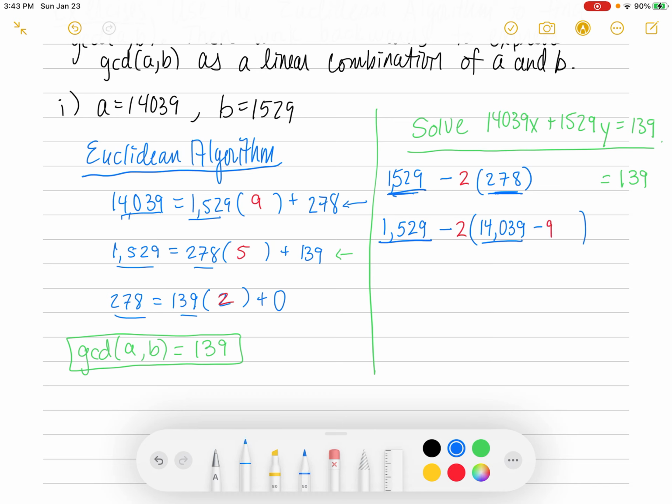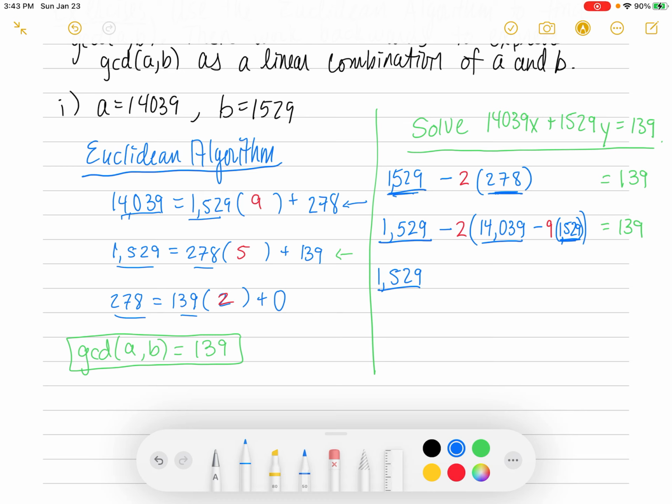14,039, underline that, minus 9 times 1529. Underline that 1529. All right, so I replaced 278 with 14,039 minus 9 times 1,529. Now this is all equal to 139. Okay, so I need to clean this up.